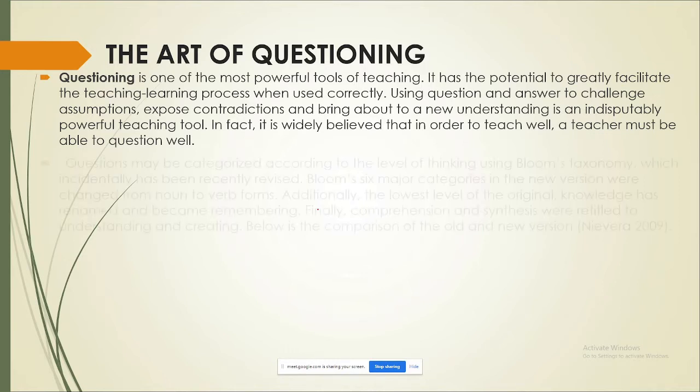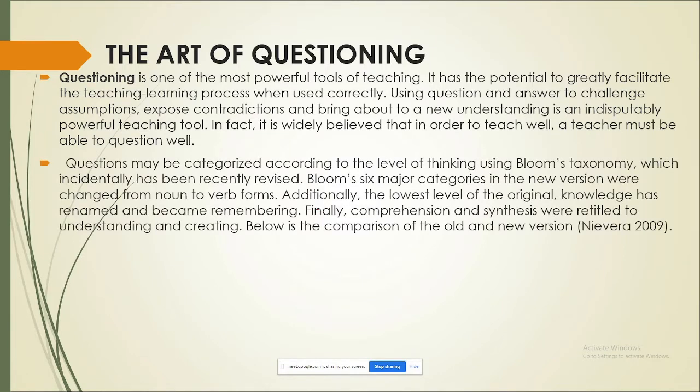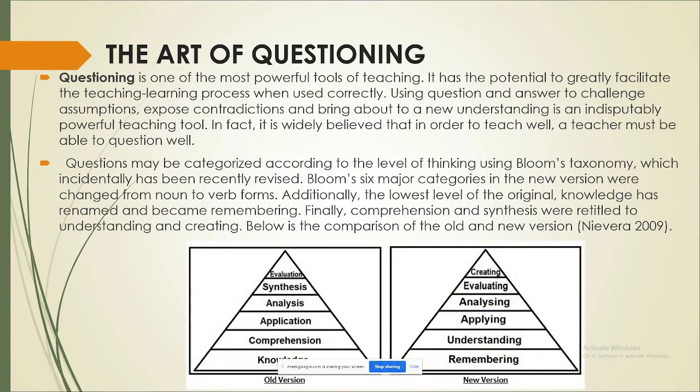Okay? Now, questions may be categorized according to the level of thinking using Bloom's taxonomy. So take note, before, Bloom's 6 major categories were changed from noun to verb forms. So before, these are the nouns: evaluation, synthesis, analysis, application, comprehension, and knowledge. But the new version is now verbs: creating being the highest, evaluating, analyzing, applying, understanding, and remembering.